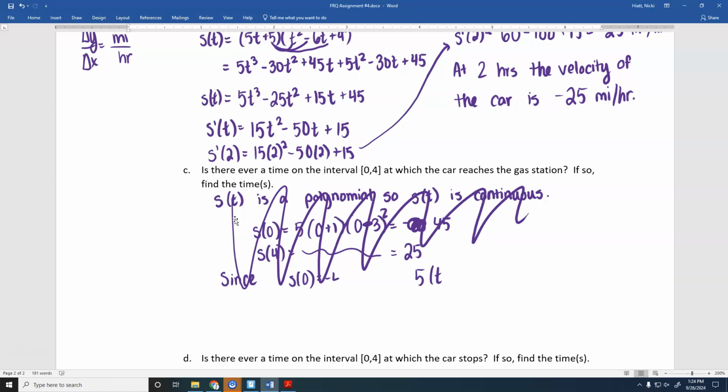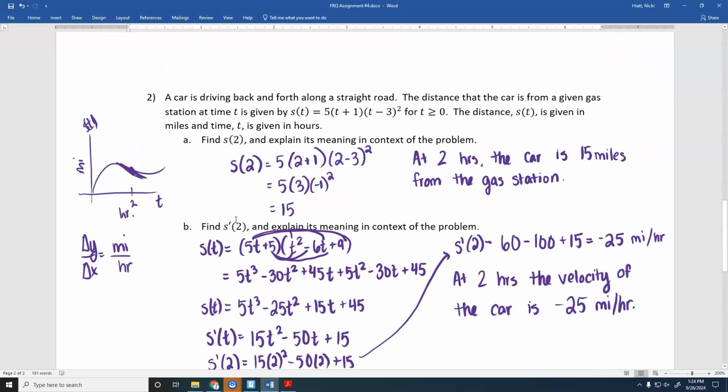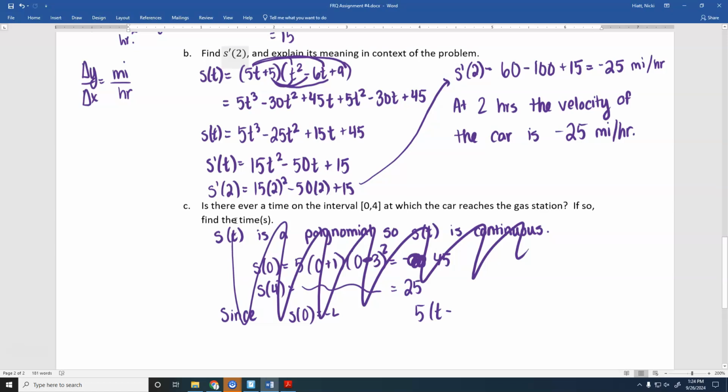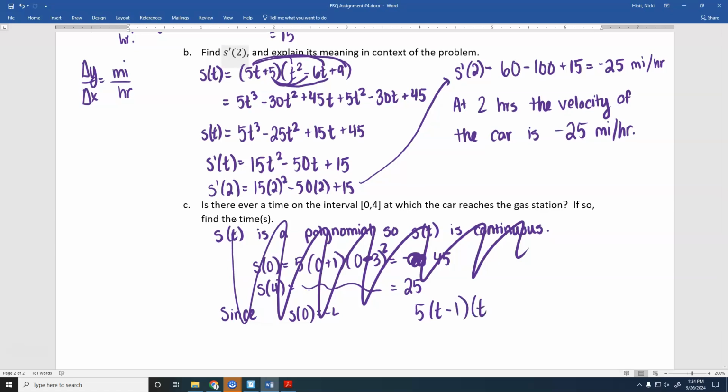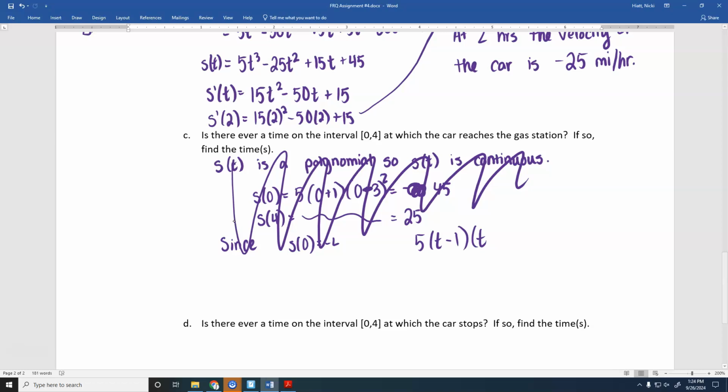Intermediate value theorem could be used there if you got numbers that were above and below 0, but they were not. That doesn't necessarily mean it doesn't go to 0. It just means you can't prove it that way. So you set it equal to 0: t minus 1, t, t plus 1, t minus 3 squared. Set it equal to 0. t plus 1 equals 0 gives you a negative 1. It tells you t is greater than 0, so that doesn't work. This one's going to give you t equals 3. So the car is at the gas station.